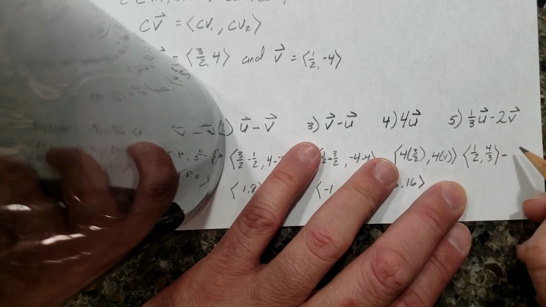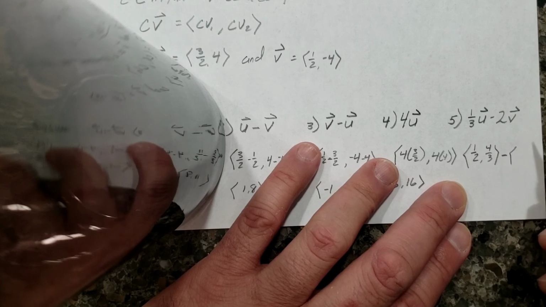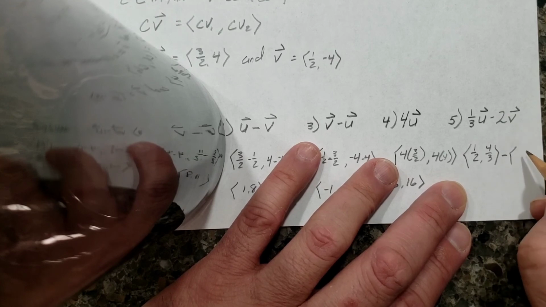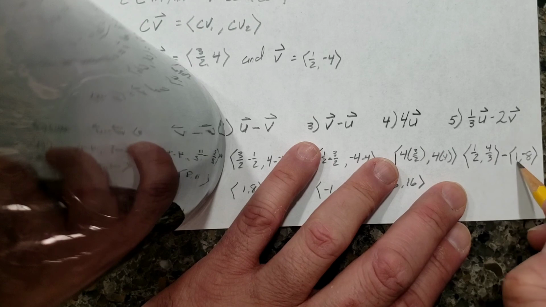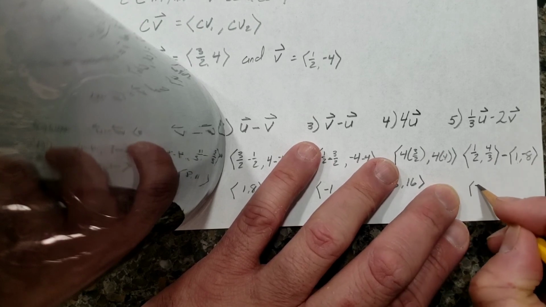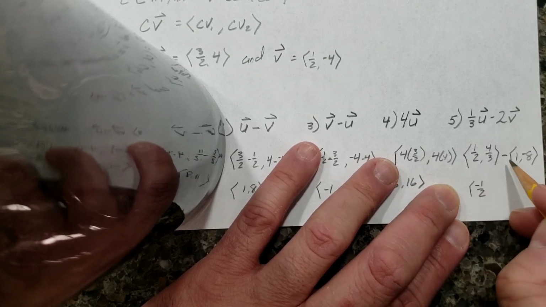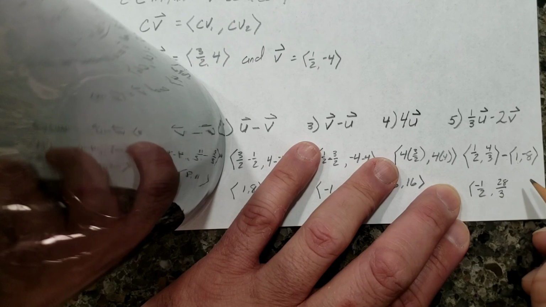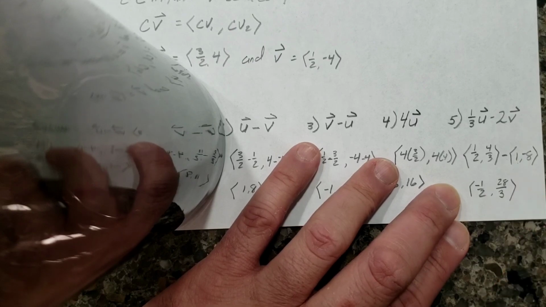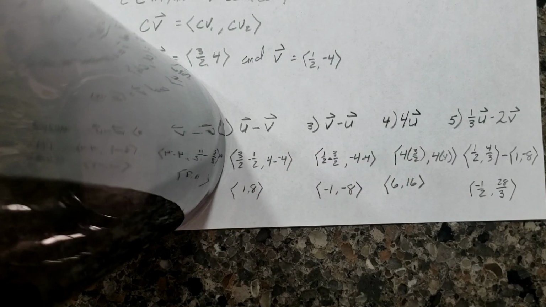Now we want minus, and we're going to multiply vector v by 2. So 1/2 times 2 is 1. -4 times 2 is -8. And then when we do that subtraction, we get 1/2 minus 1, which is -1/2. 4/3 minus -8 ends up being 28/3. Okay, and that's it. That is vector addition and scalar multiplication.